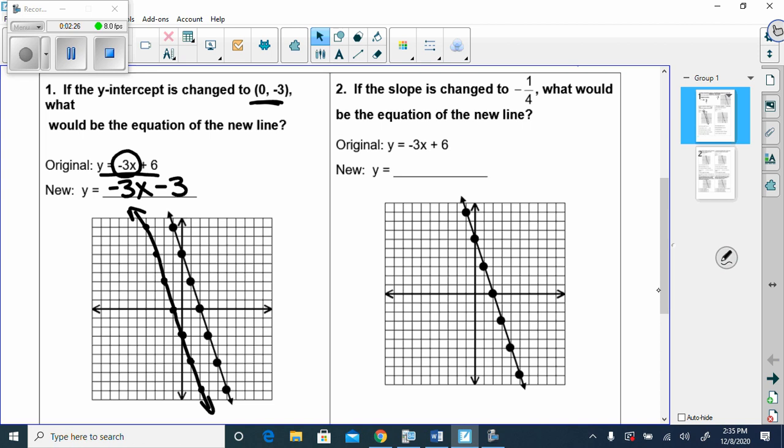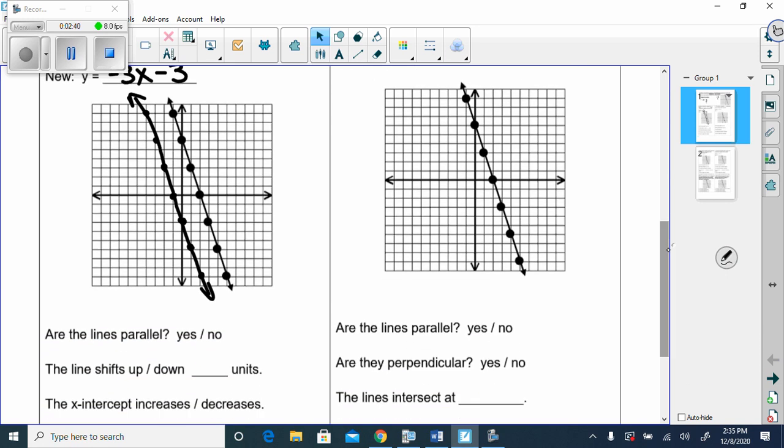What they drew was the original, what we just drew is the new. And now we're going to answer a few questions comparing these two lines. Okay, so the first thing that they ask is if these lines are parallel. Yes, they're never going to intersect. We know they're parallel because their slope was the same.